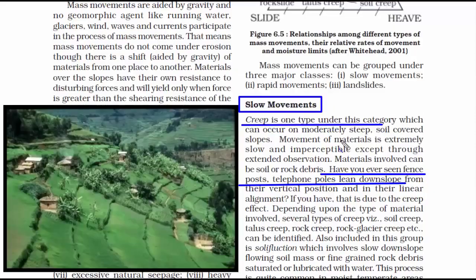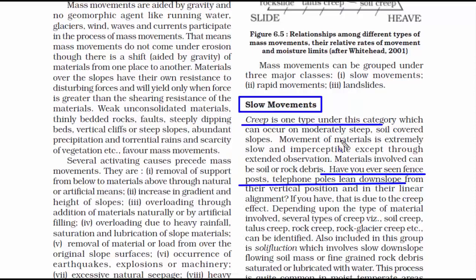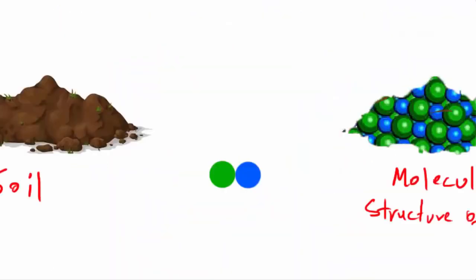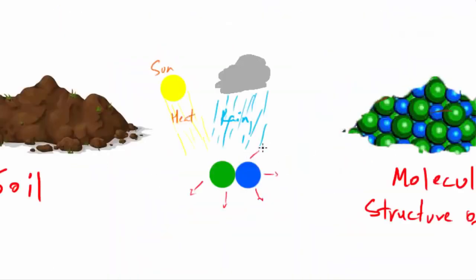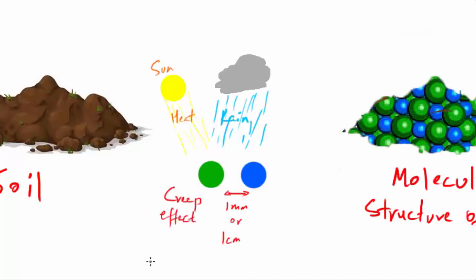You are also aware of terrace formation. Some hills are covered with long narrow steps. They are built by soil creep. Very slowly the earth material, that is soil and rock debris, comes downwards because of gravitational pull. And if you want to know more about the creep effect at molecular level, then try to understand this. We know that soil particles expand and contract due to heat and water. Because of this repetition, each particle in a soil moves a millimeter to a few centimeters at a time. So this slow mass movement is called creep effect.